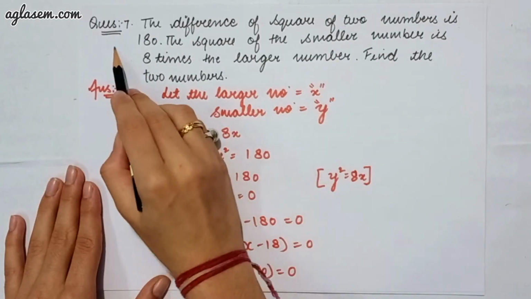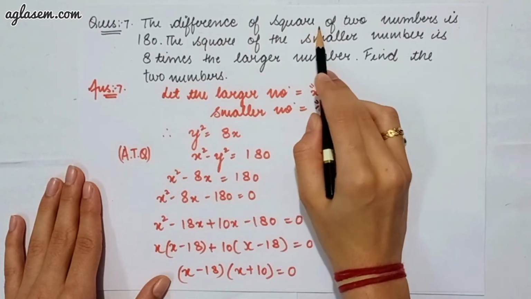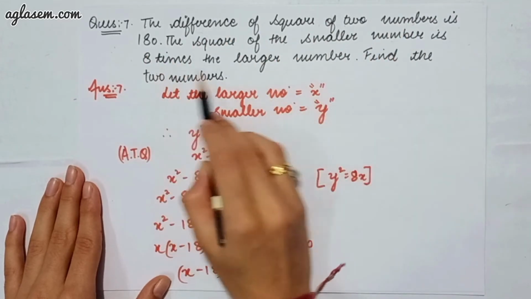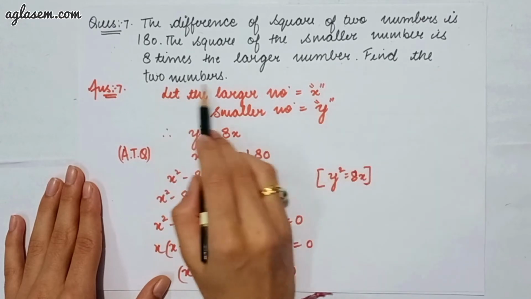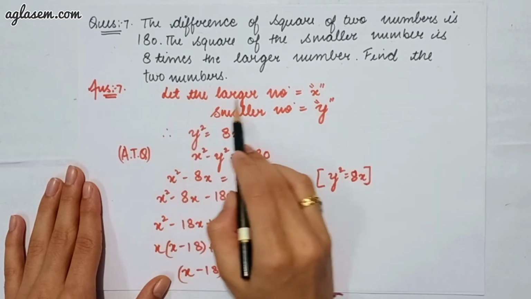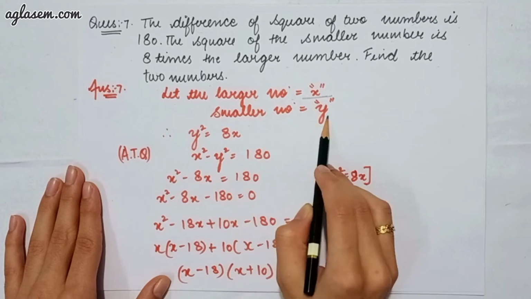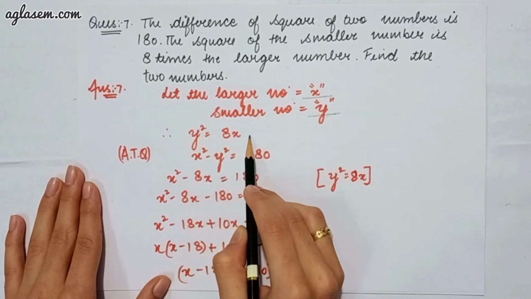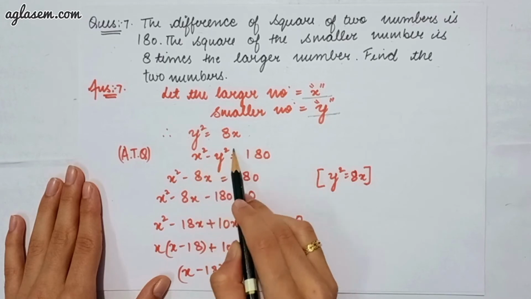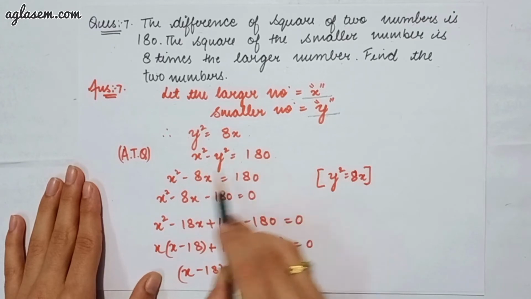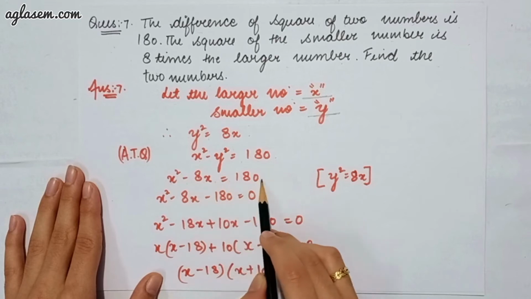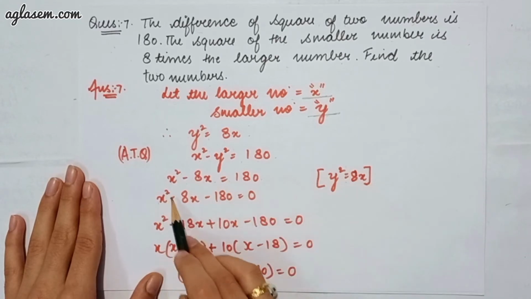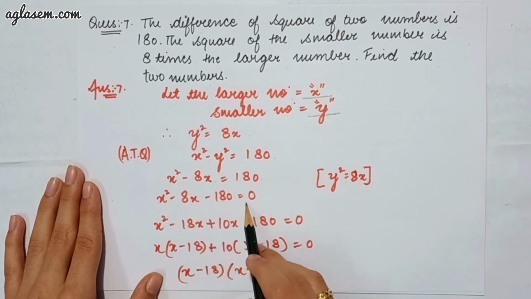Moving to our question number 7, which says the difference of the squares of two numbers is 180. The square of the smaller number is 8 times the larger number. Find the two numbers. So here we have to let the large number be x and the smaller number be y. So therefore y square is equal to 8x. Now according to the question, x square minus y square is equal to 180. So x square minus 8x is equal to 180, because y square is equal to 8x.